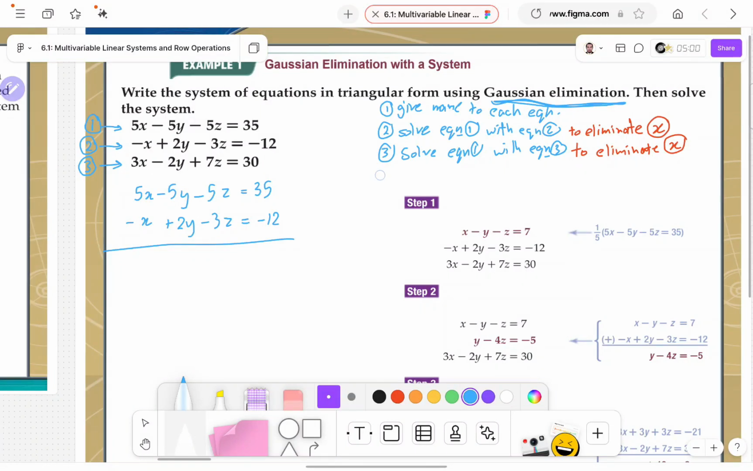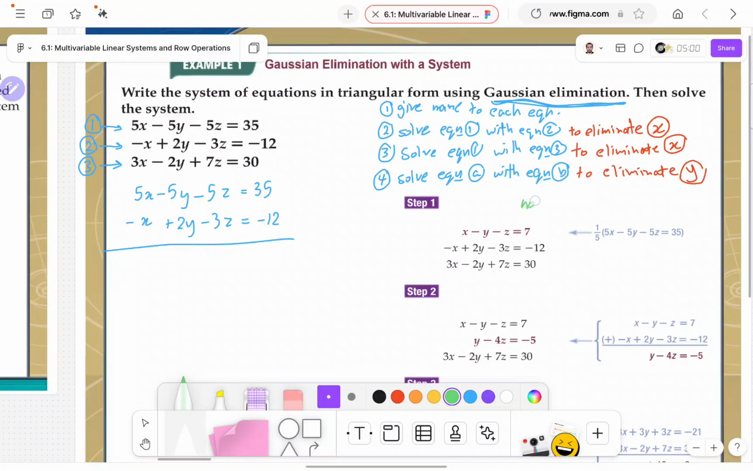Then step number 4, which is the last one: solve equation A with equation B, to eliminate y. Maybe some of you will ask me, teacher, where are A and B? We are going to get A and B from solving equation 1 with equation 2. This is what we get as A. Then equation 1 with equation 3 gives equation B. We are going to see this now.